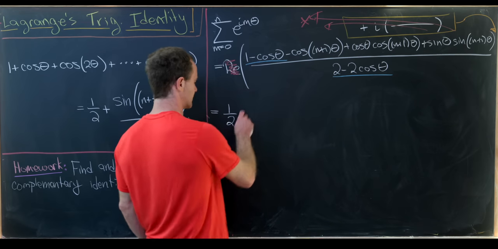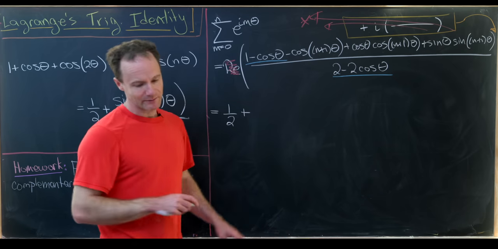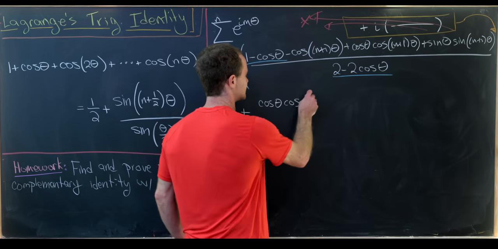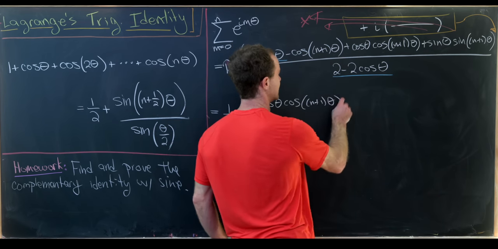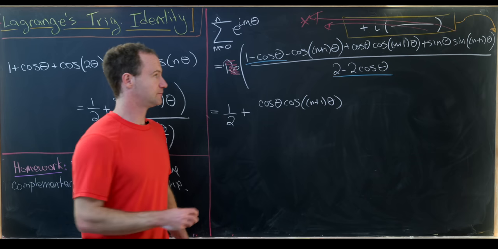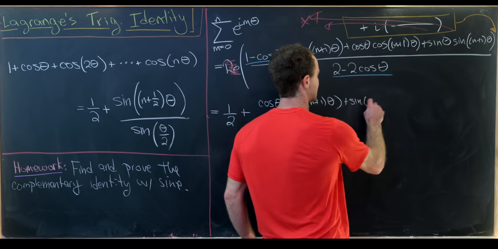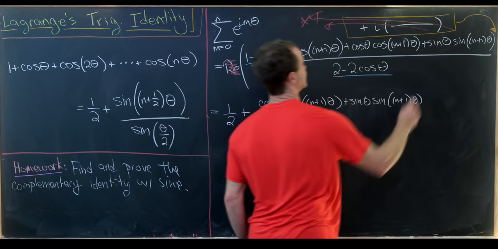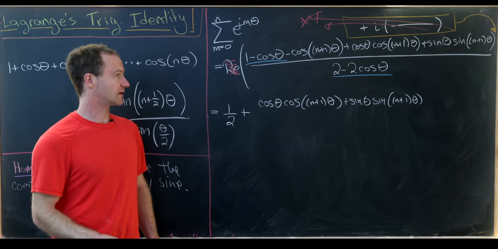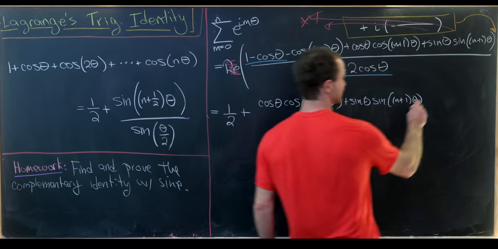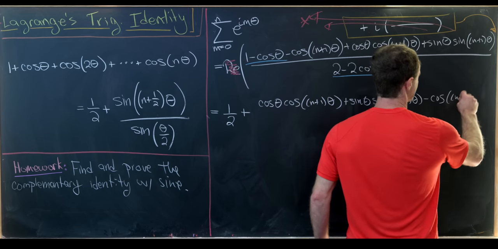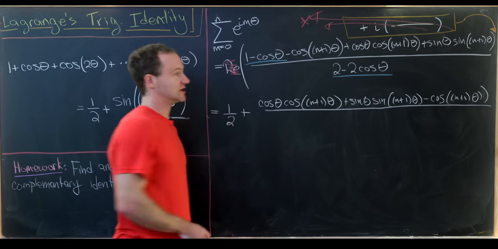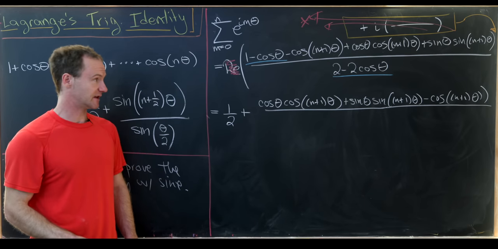let's see what we have left over. So we'll have plus, I'm gonna rewrite this a little bit. So I'm gonna write this as cosine theta times cosine of n plus 1 theta. So that takes care of that term. And then we'll have minus sine of theta times sine of n plus 1 times theta. That takes care of our last term in the numerator. And then finally, we will have this minus cosine of n plus 1 times theta. Great. And then our denominator is 2 minus 2 cosine theta.